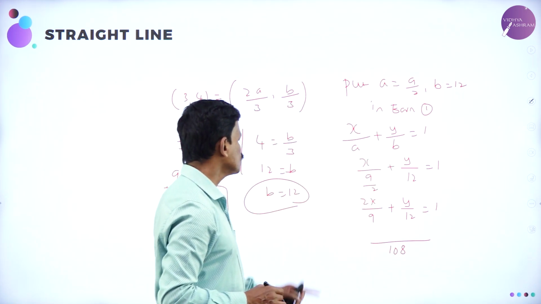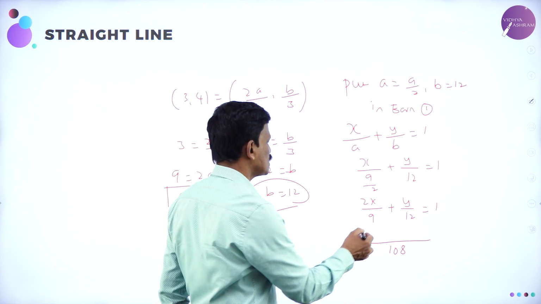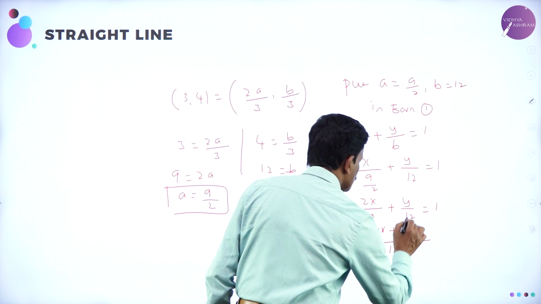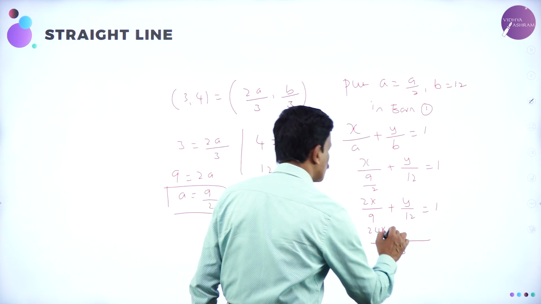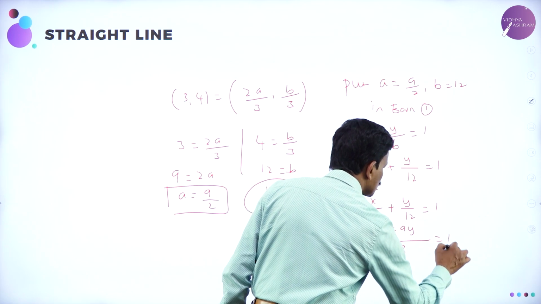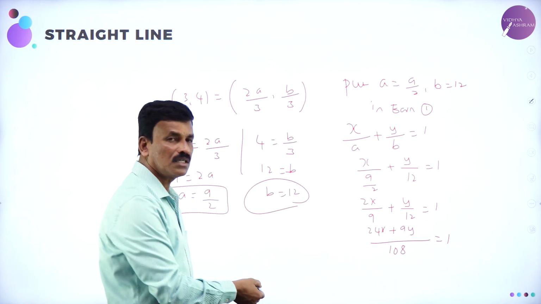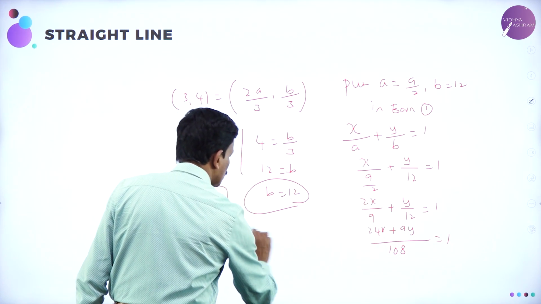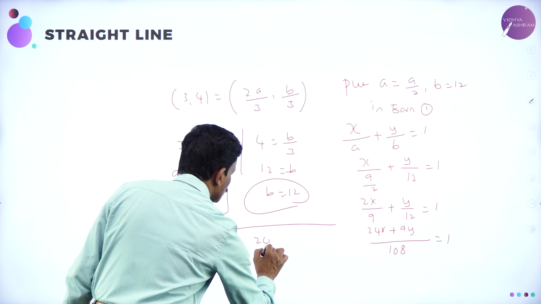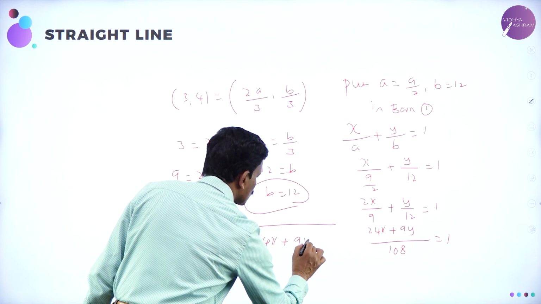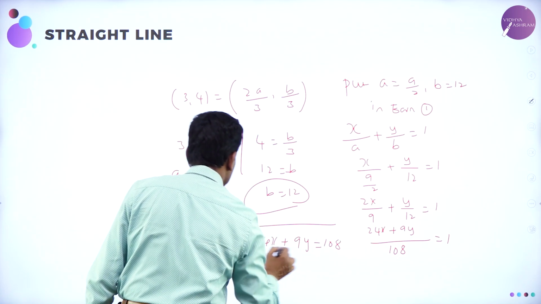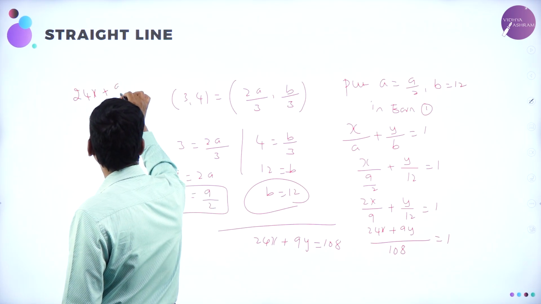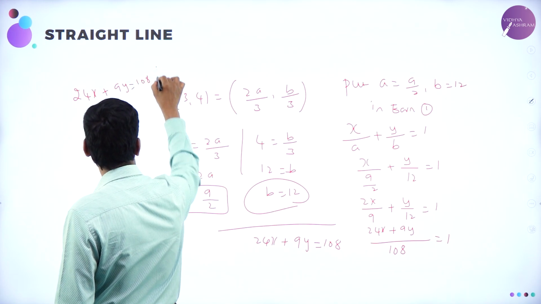108 is the LCM. So, if you divide 108 by 9, it cancels 12 times. 12 into 2 is 24x, plus if you divide 108 by 12, it cancels 9 times, 9y is equal to 1. Let me continue this. Now, take LCM 108 and cross multiply. If you cross multiply, what you will get? 24x plus 9y is equal to 108. So, that is 24x plus 9y is equal to 108.